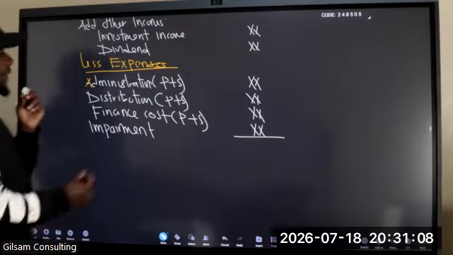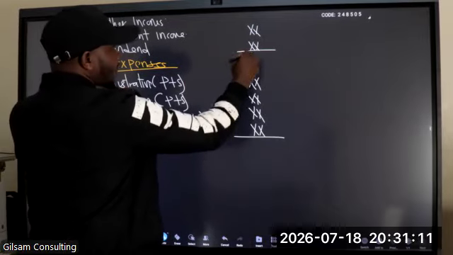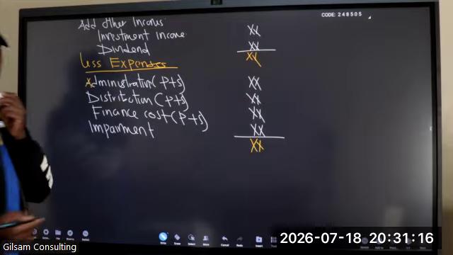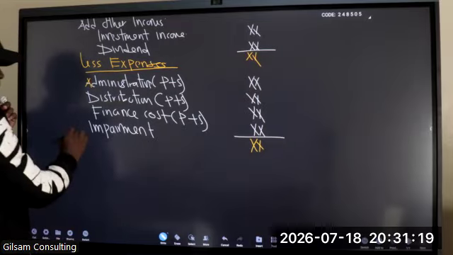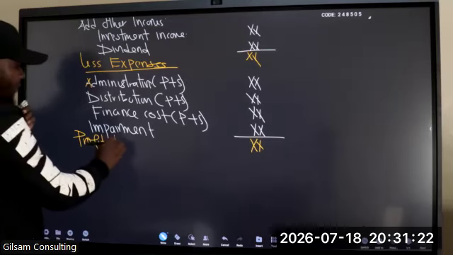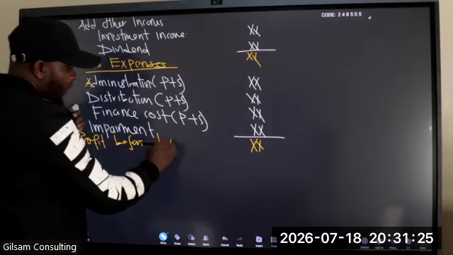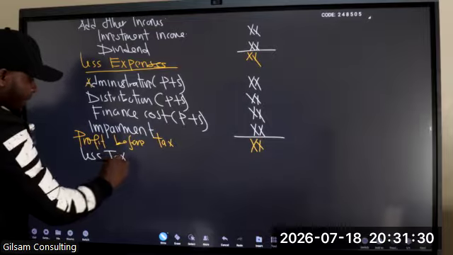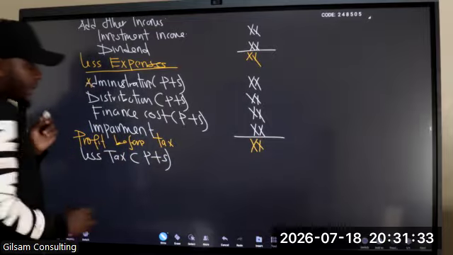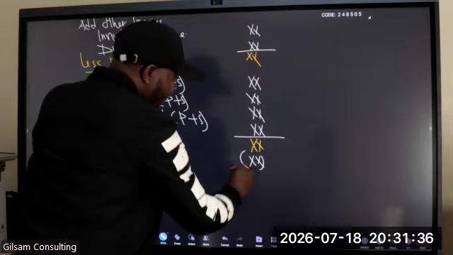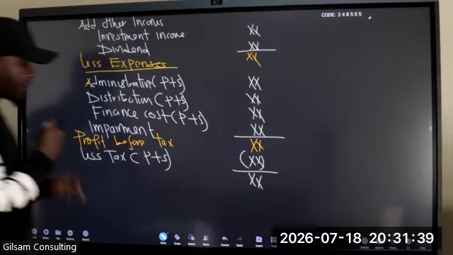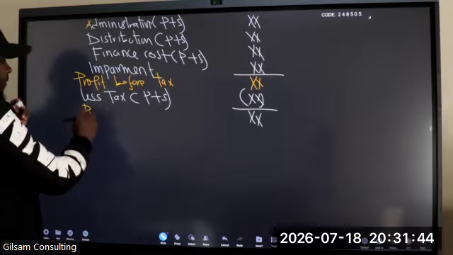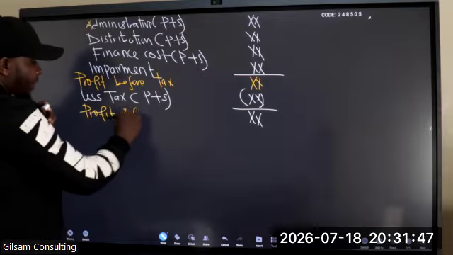If I take the total income and subtract this, you will get the profit before tax. Then less tax expense. Take the parent plus the subsidiary. Then you get the profit after tax.